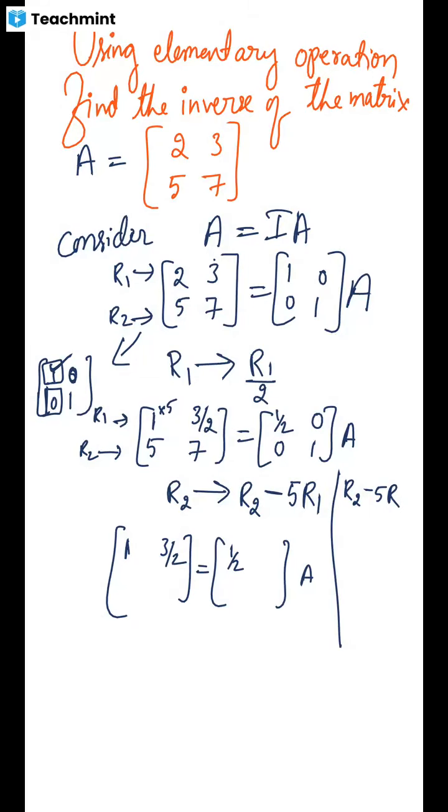Now row 2 elements. So the first row 2 element is 5 minus 5 into row 1 element, which is 1. 5 ones are 5, 5 minus 5 gives you 0. Next row 2 element is 7. 7 minus 5 into row 1 element, which is 3 by 2. If I take 2 LCM, 14 minus 5 threes is 15, so 14 minus 15 gives minus 1 by 2. Here I am going to get minus 1 by 2.